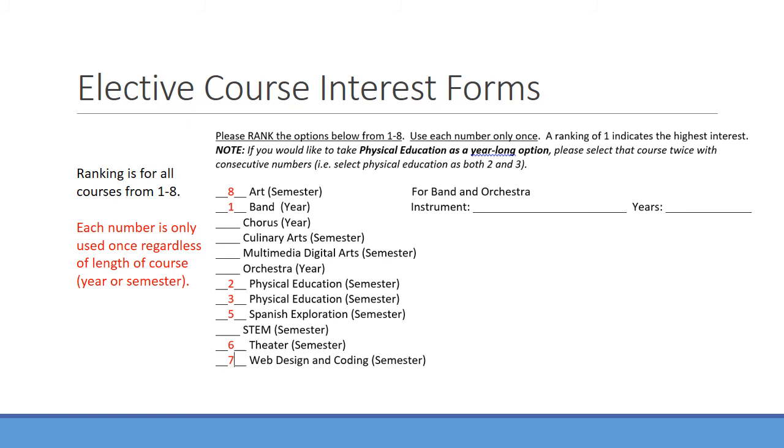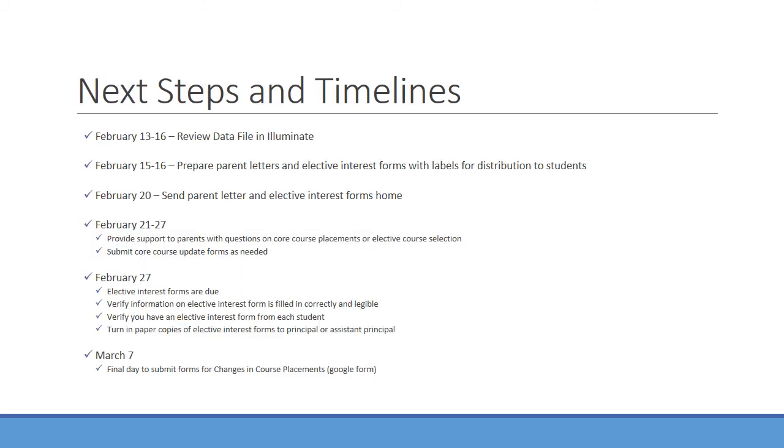When elective sheets are returned, please make sure the label is used or the information at the top of the page is legible, and ensure that students have correctly ranked their choices from 1 to 8. Please also make sure that you have collected an elective interest sheet from each of your students. Student schedules cannot be completed without this information. This slide outlines the next steps in the process and timelines for each.